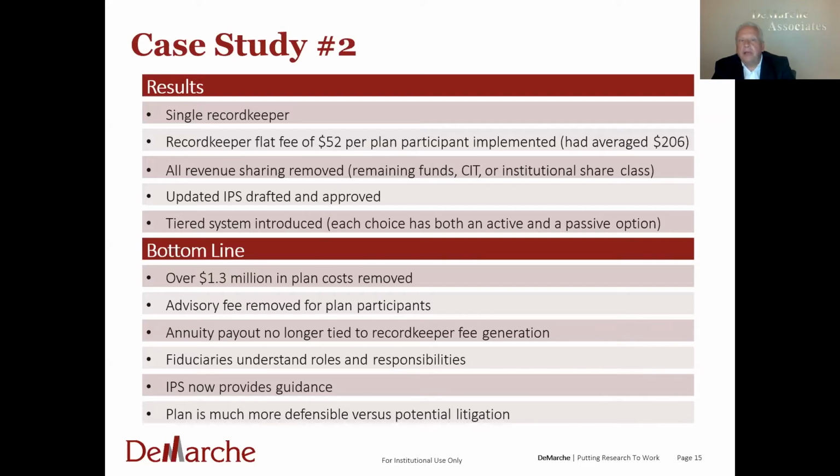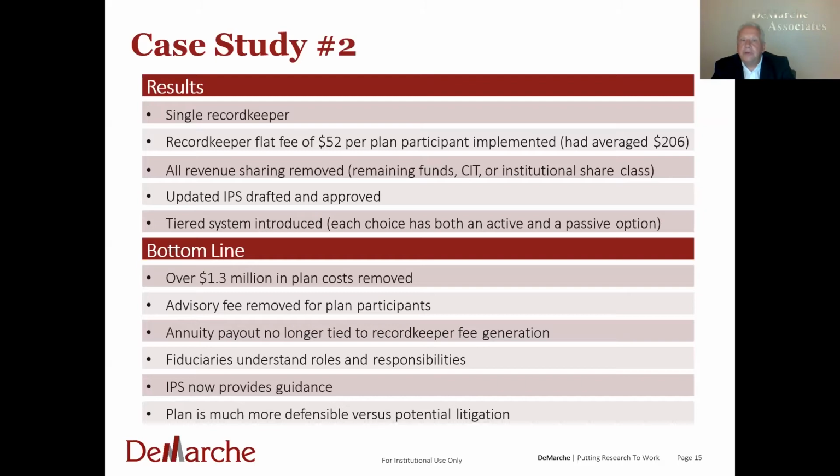Like we did in the prior case, all revenue sharing was removed. The remaining funds were collective investment trusts or institutional share class. We updated the IPS. We drafted that, working with the client, and that was approved by the board. And we introduced a tiered system where each choice had both an active and a passive option. And the bottom line in this case, over $1.3 million in plan costs have been removed.